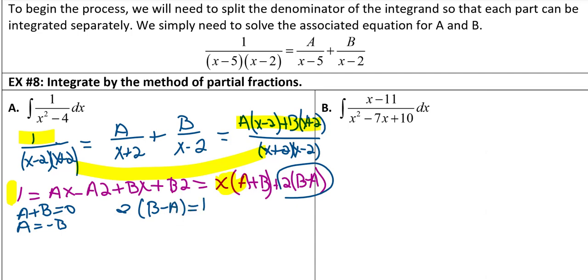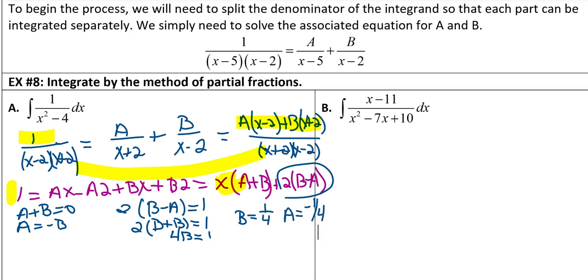If A is negative B, then 2 times B plus B has to equal 1, so 4B equals 1, and B is going to equal 1/4. That means A is going to equal negative 1/4.